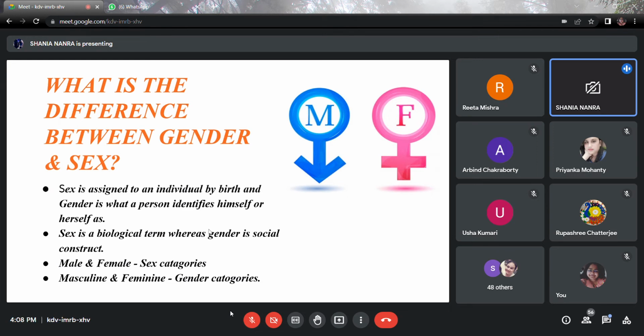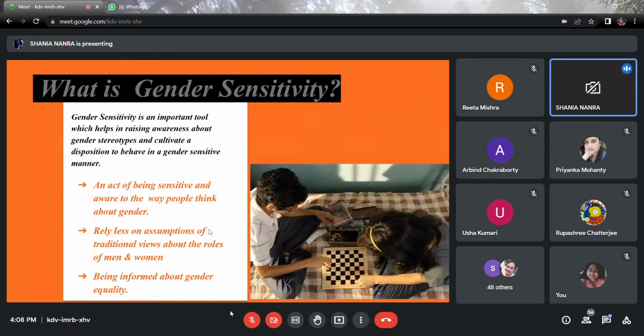Sex is a biological term, whereas gender is a social construct. When we talk about sex, it is about what one is, a male or a female. When we talk about gender categories, it is masculine or feminine. Now, as this whole in-house training is about gender sensitivity, let's come to gender sensitivity.